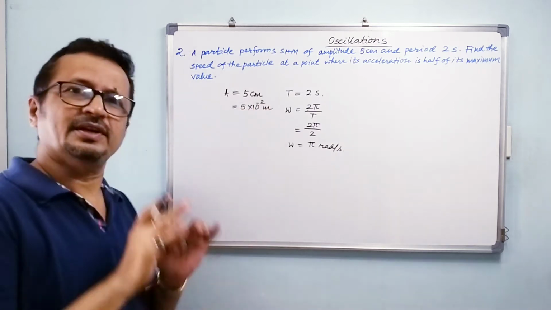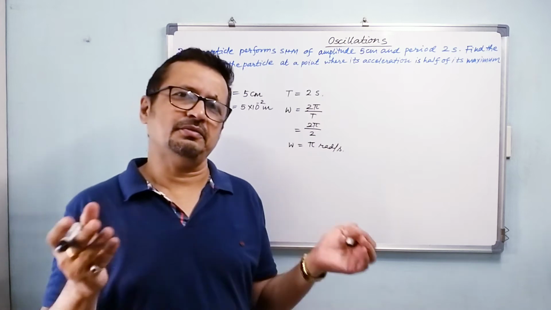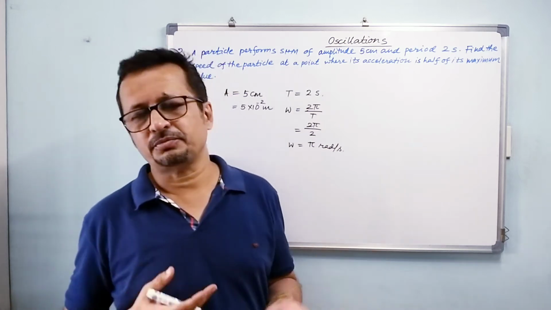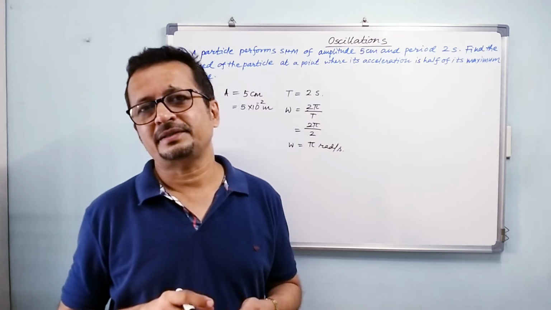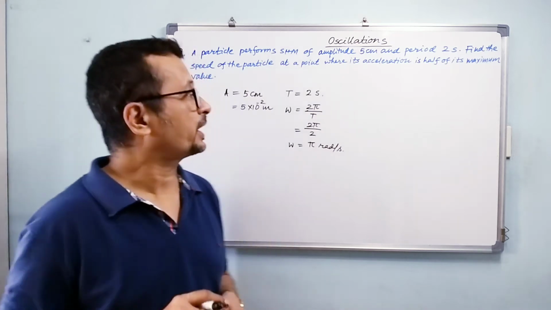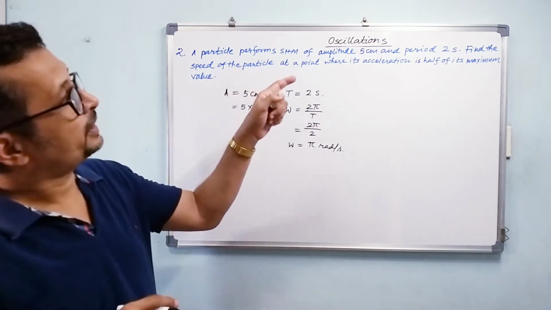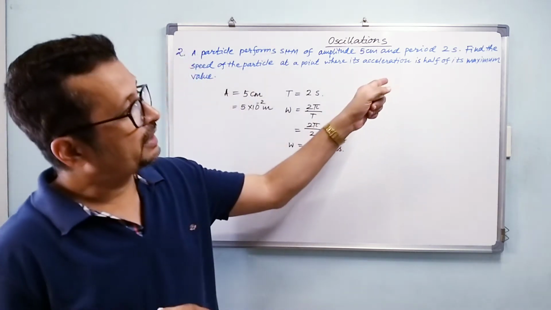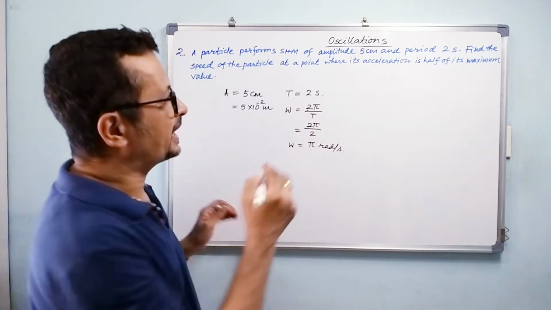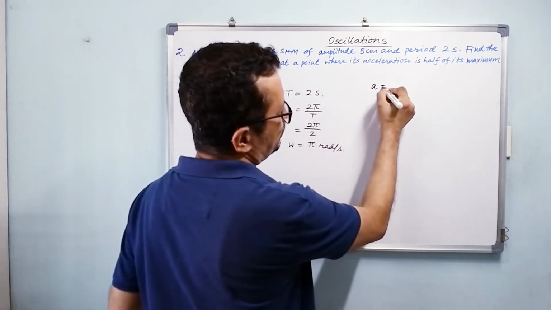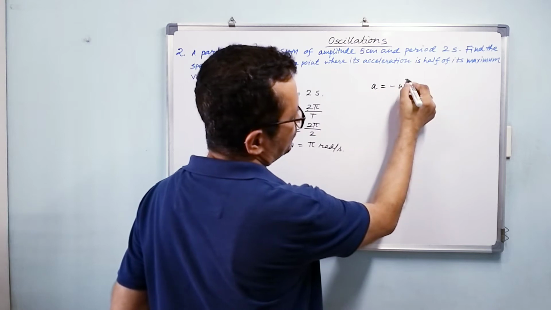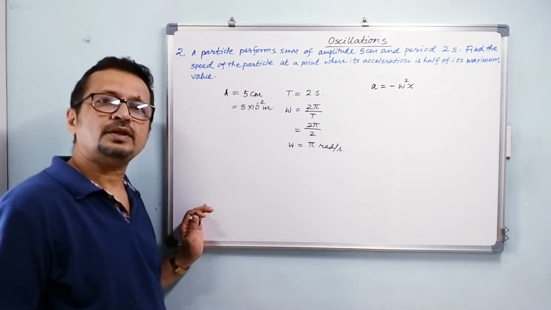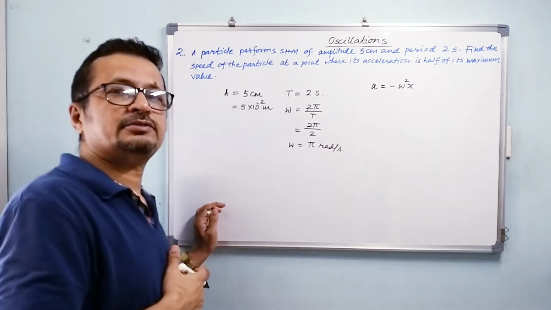I'm just writing it. Maybe you might need to convert it into meter, or we can let it be in centimeter. Now we need to find the speed of the particle at a point when the acceleration is half of its maximum value. Now what is the acceleration? Acceleration is equal to minus a omega square into x. This is the basic formula. But then what is the maximum acceleration?